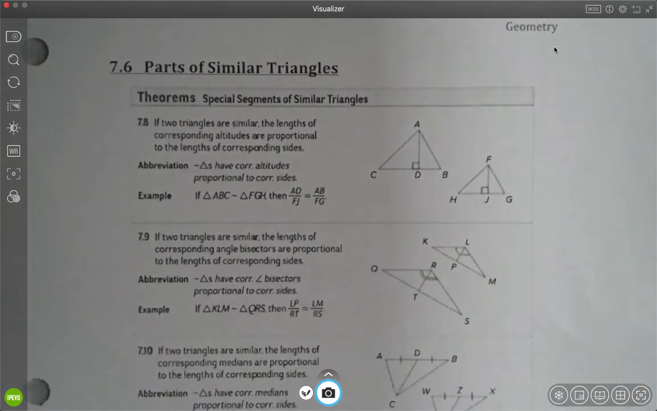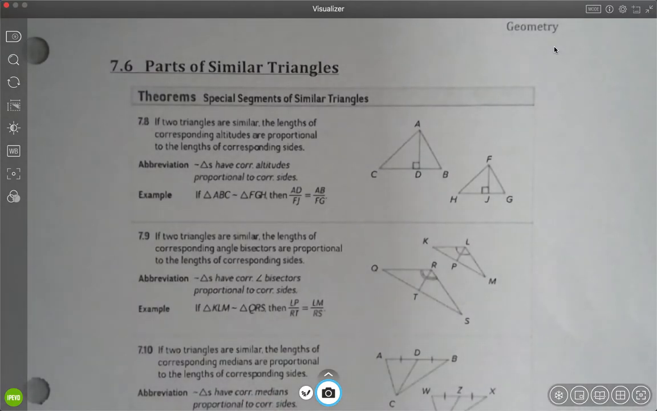7-6 has a lot of theorems to start with. We're going to go through these very briefly, but I'll show you how they boil down. These two triangles are similar to each other, okay? And what we're doing is setting up proportions. That's a common theme for the last couple of sections: setting up proportions and solving for unknown things.